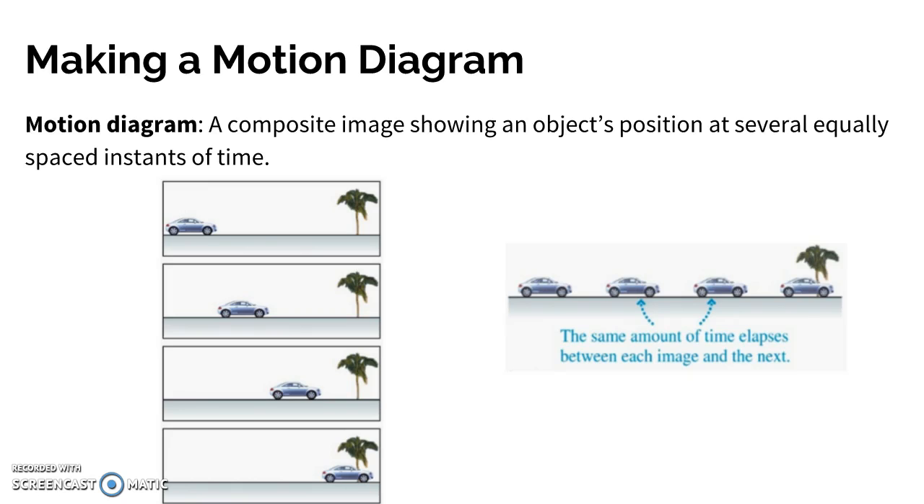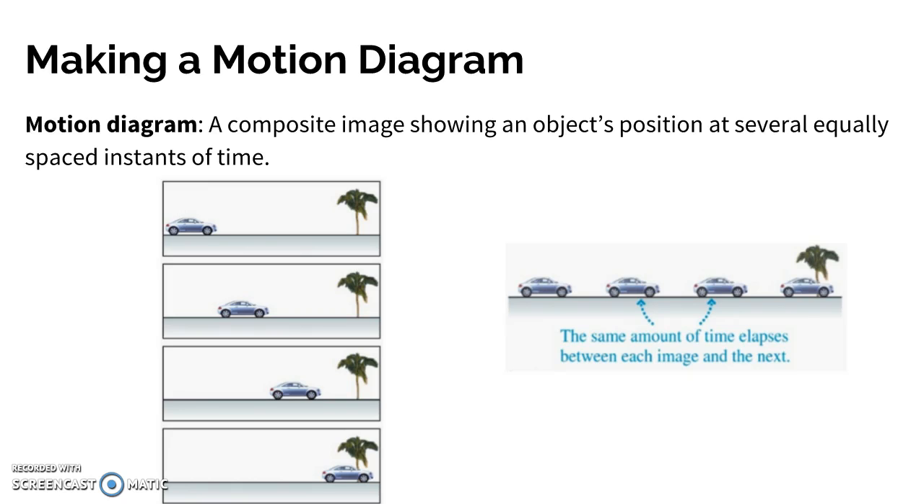All right, so the rest of this lecture is going to be focused on diagramming motion. So we're going to talk about motion diagrams. So what is a motion diagram? This is a composite image showing an object's position at several equally spaced instants of time. Excuse me, I'm having trouble speaking today.